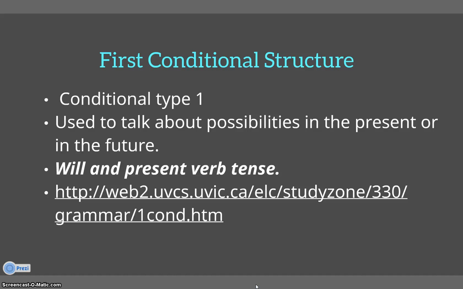The first conditional form, or conditional type 1, is used to talk about things that may happen in the present or in the future. When we are using it, we should put will and present verb tense. The first conditional form consists of two clauses, an if clause and a main clause. On this Prezi, you can see the URL of the website that we consulted to have information about the first conditional structure.